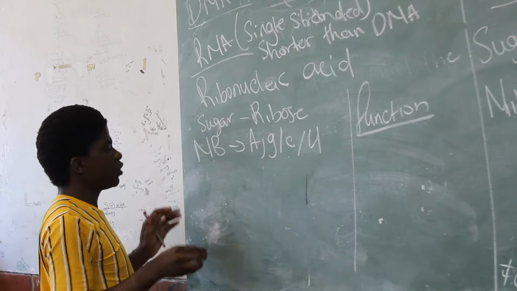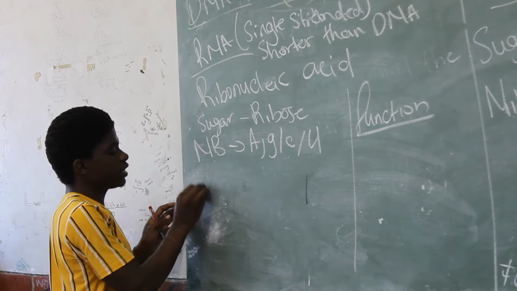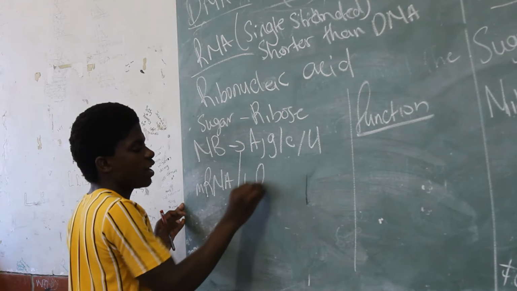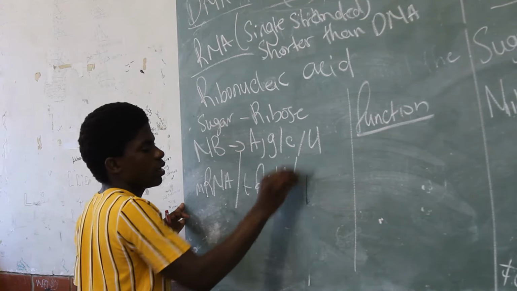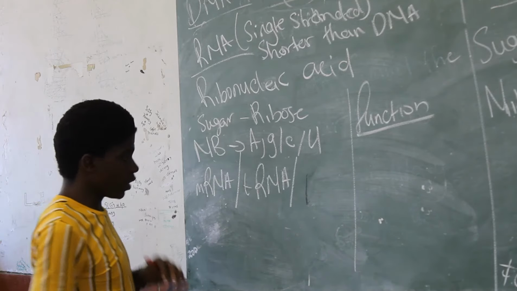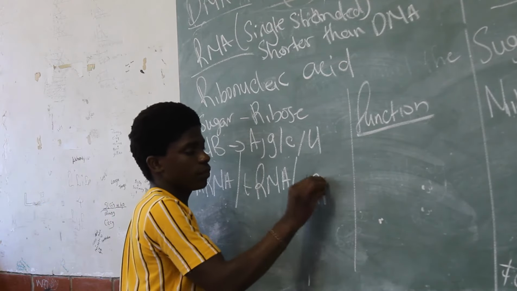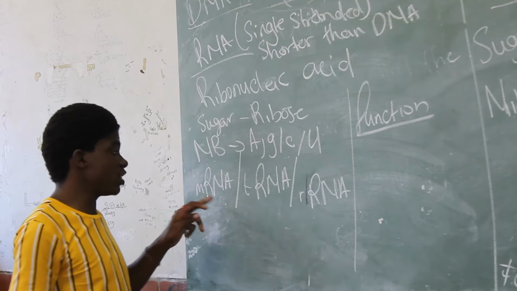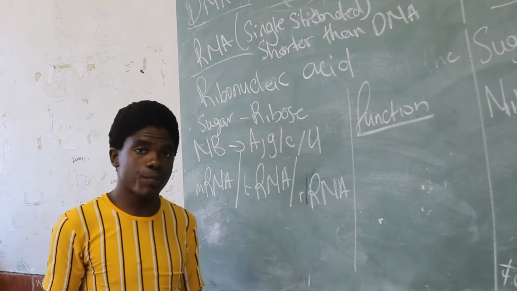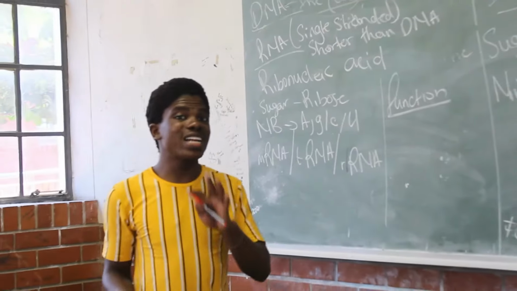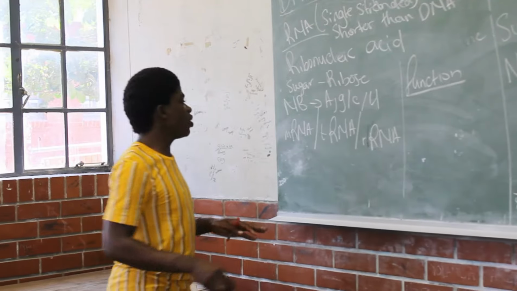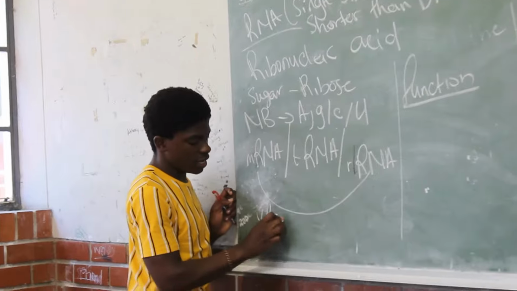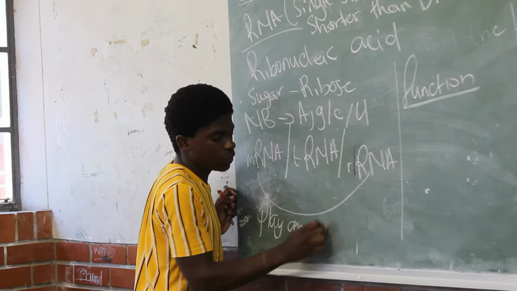And then you have 3 types of RNA. We have messenger RNA, transfer RNA, and ribosomal RNA. Those are the 3 RNAs that we have. And all three of them play an important role in protein synthesis.